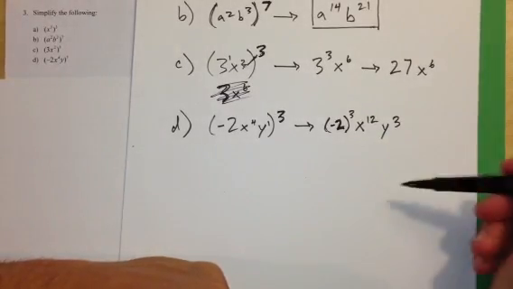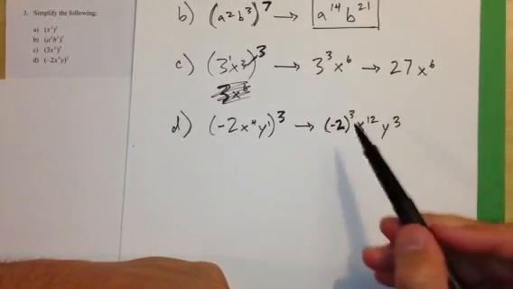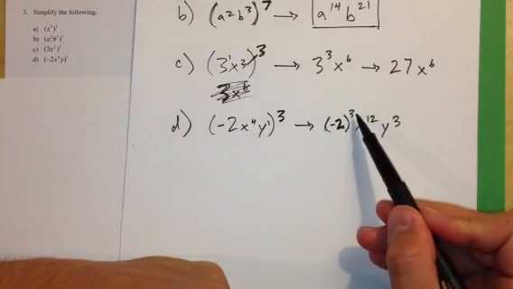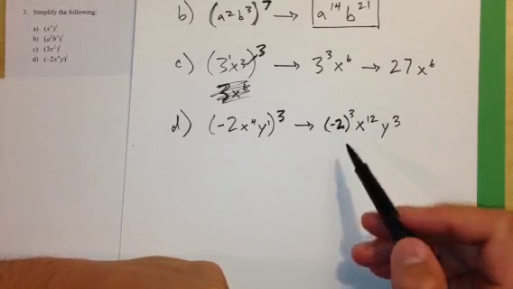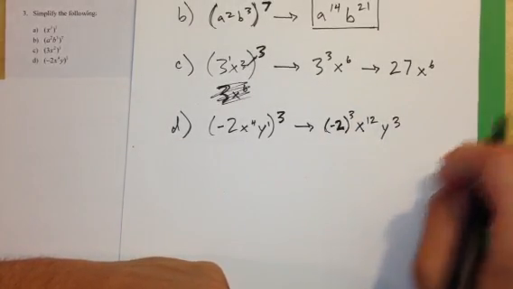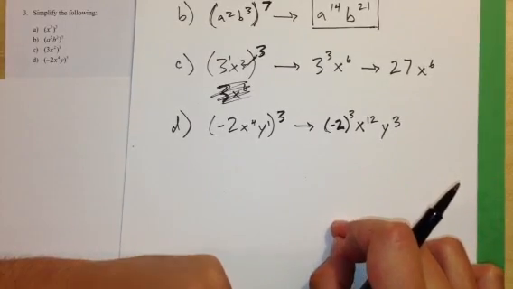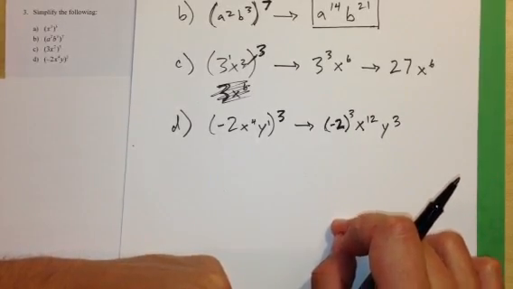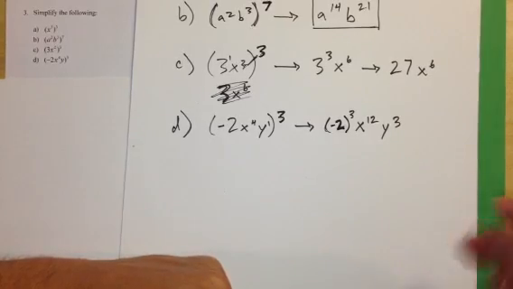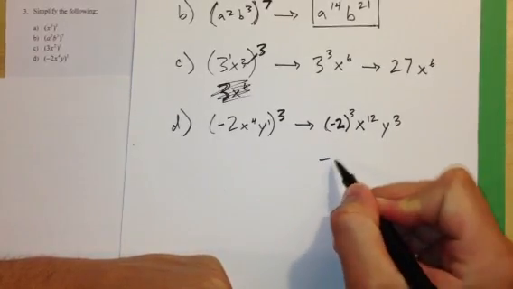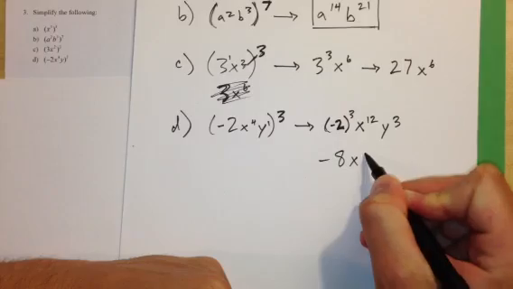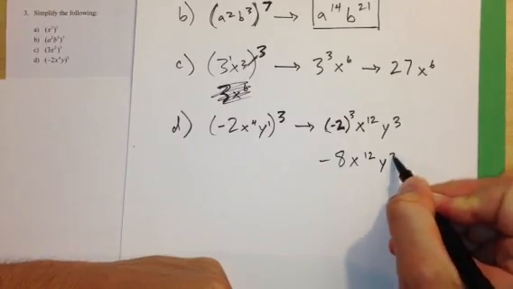Now we can simplify this one more step, because what is negative 2 to the third power? Well, let's think about this. That's negative 2 times negative 2 times negative 2. Well, negative 2 times negative 2 is positive 4, and positive 4 times negative 2 is negative 8. So our simplified answer is negative 8x to the 12th, y to the third power.